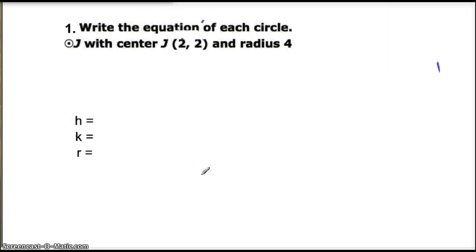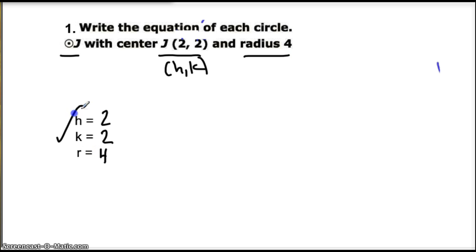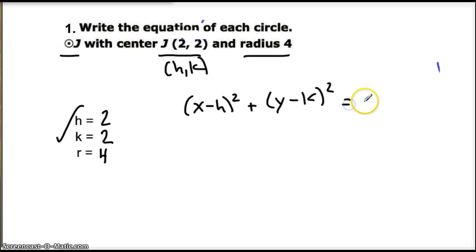Let's take a look. We want to write the equation of a circle, we'll call it circle J, with a center of 2, 2 and a radius of 4. Now remember, if we have h, k like this, our h is going to be 2, our k is also going to be 2, and our radius is going to be 4. Step 1, done. Step 2, let's write out the general equation. x minus h squared plus y minus k squared equals r squared. And now step 3, now we've got this written out, is just plug in the values.